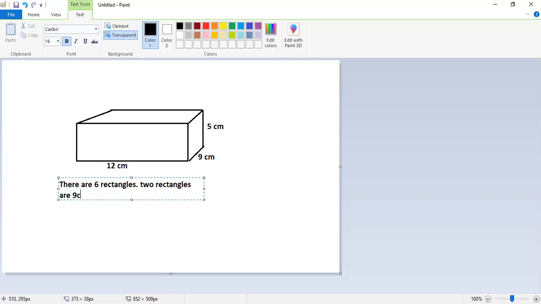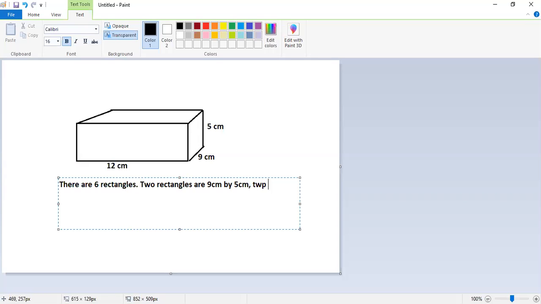9 centimeter by means multiply. 2 by 9 centimeter by 5 centimeter. Okay, this is the right side and the left side. So 2 rectangles by 5 centimeter. Let me make it a bit bigger and longer. Okay, so 2 rectangles are 9 by 5 centimeter, and then 2 are going to be how much? 12 by 9, 12 by 5.